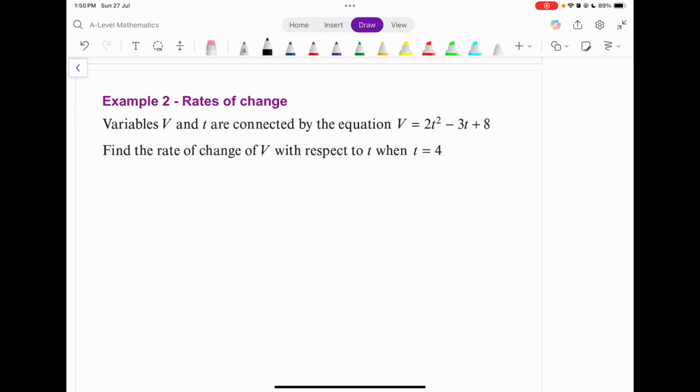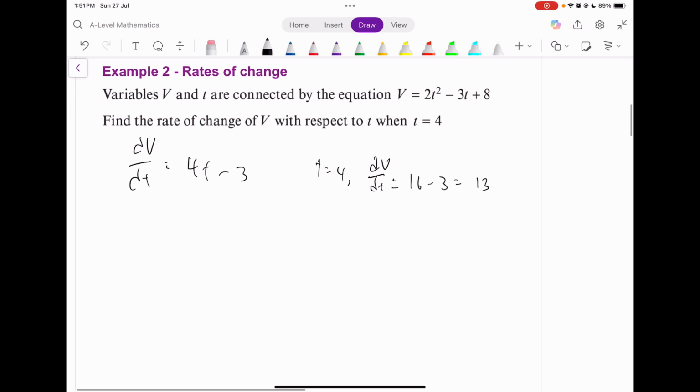Okay, so variable v and t connected by the equation there. So find the rate of change of v with respect to t when t equals to 4. So in this case, 我们就讲 differentiation straight away for t minus 3. And when t equals to 4, 我们的 dv over dt is just straight away 16 minus 3, which is just 13. Done. 所以在这种 rate of change 的那种 differentiation 最难的部分应该就是你要去 understand 它是怎样去 work 的，like how the speed and distance and time work in differentiation.